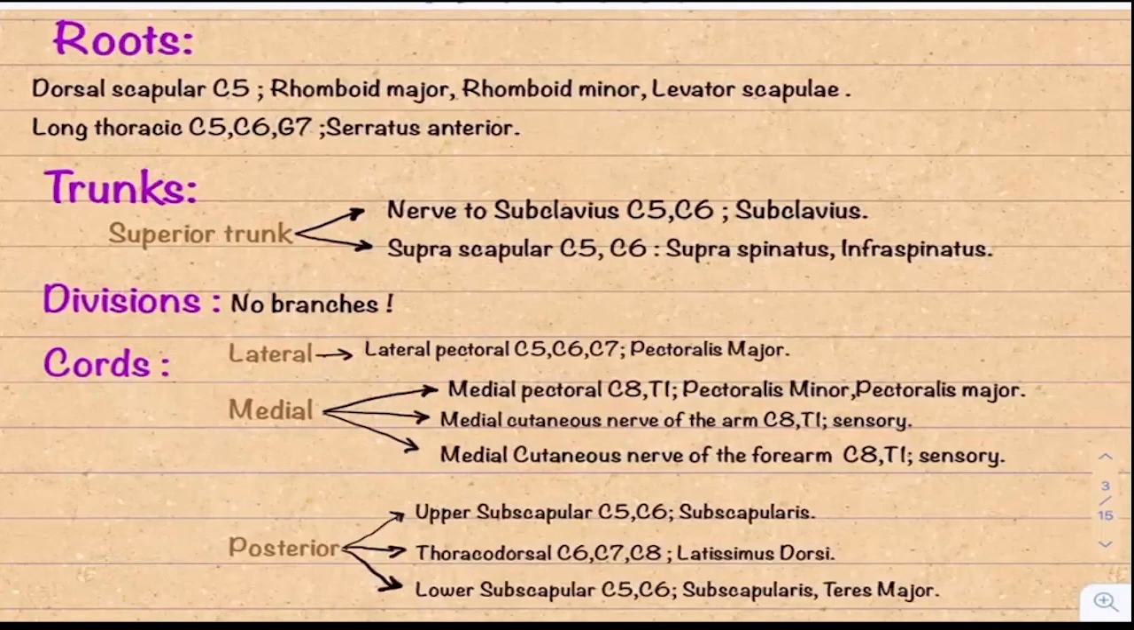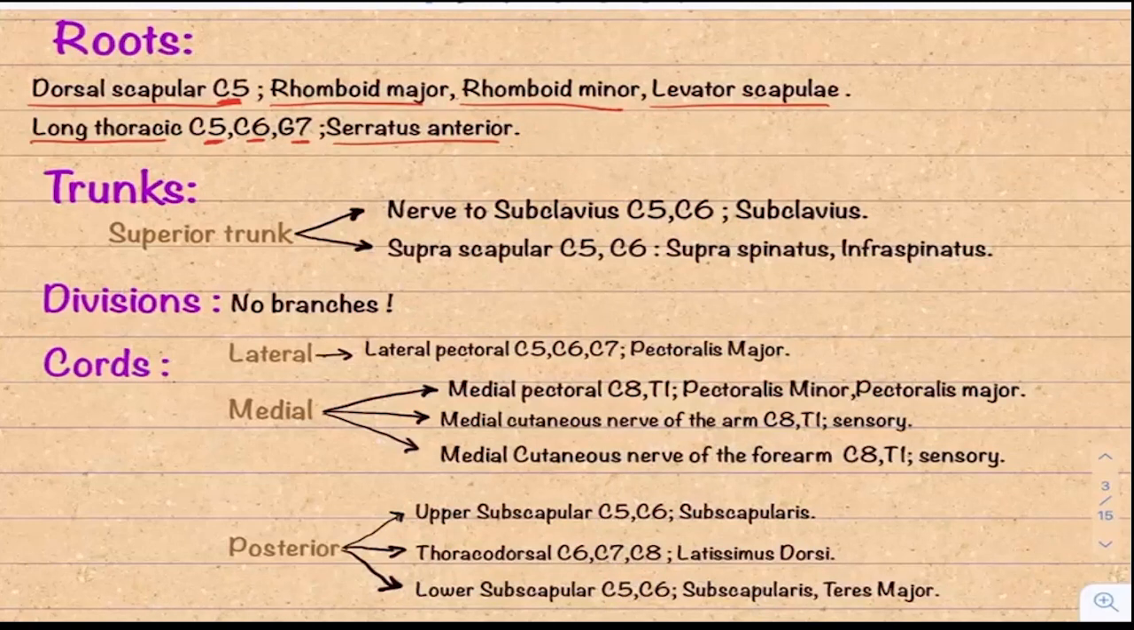So finally, here is just a summary of all the branches of the brachial plexus. So first, the branches that come off the roots. We only have two nerves. The dorsal scapular nerve that's derived from C5 root, long thoracic nerve that's derived from C5, C6, and C7. The dorsal scapular nerve supplies the rhomboid major, rhomboid minor, levator scapulae. The long thoracic nerve supplies the serratus anterior muscle.